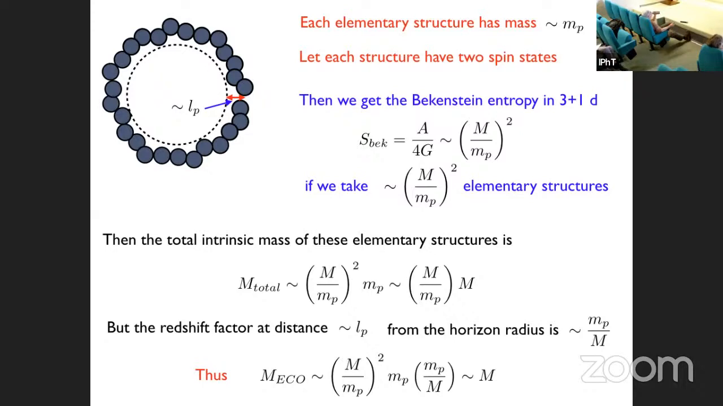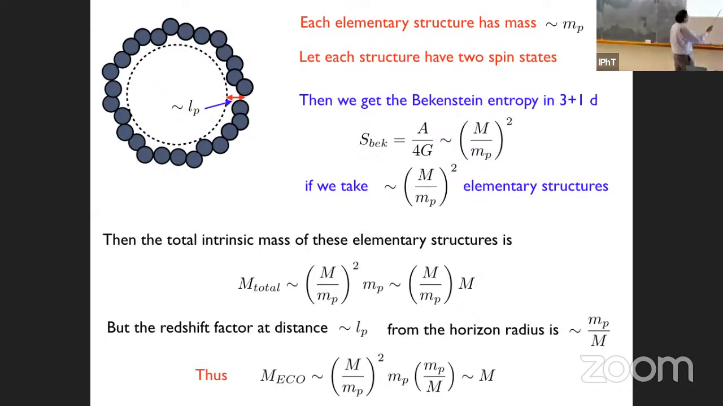Suppose, like in fuzzballs, you make a closed-outline monopole or anti-monopole. The compact circles, let's say, are all Planck length. Then the size of each elementary object or bubble would be order Planck mass. There you can see I've written order Planck mass. And you can assume everything has, let's say, two spin states, so it's a closed-outline monopole or anti-monopole, so it carries about 1 bit of entropy.